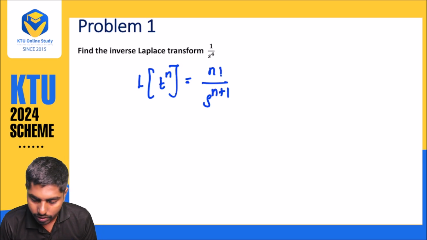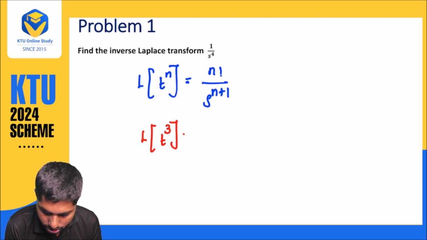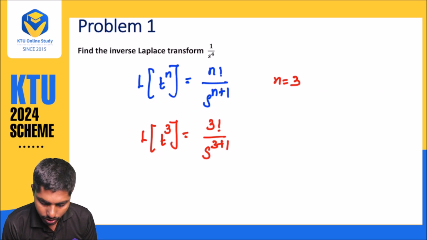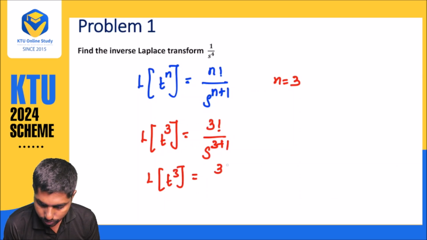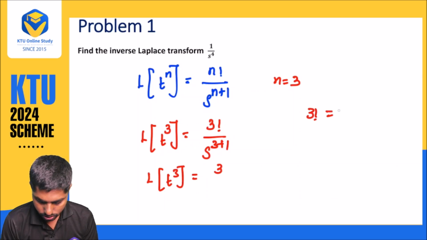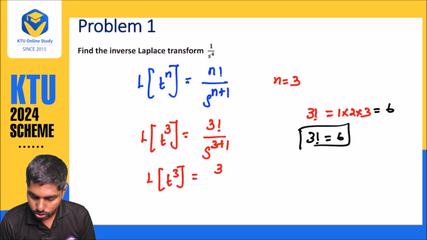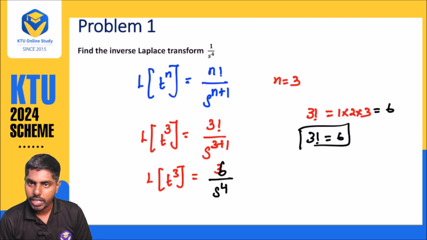So we have identified our n value. So what is the n value? Laplace of t power n is n factorial over x power n plus 1, with n equal to 3, is equal to 3 factorial divided by x power 3 plus 1. So what will we be getting? L of t power 3 is equal to 3 factorial. What is 3 factorial? 3 factorial is nothing but 1 into 2 into 3, which is 6. So 3 factorial is equal to 6. So here we are getting 6 divided by x power 4.